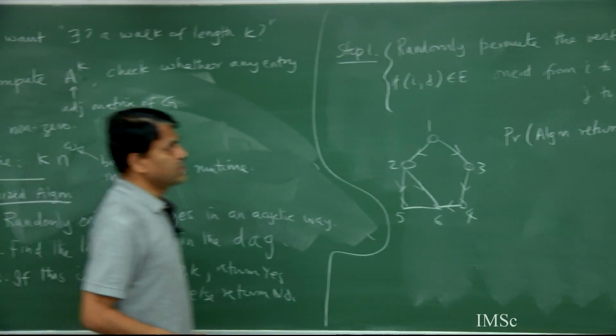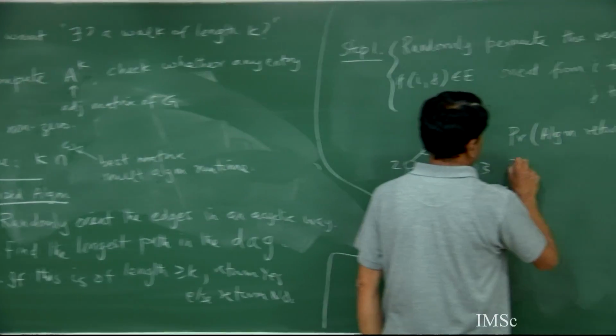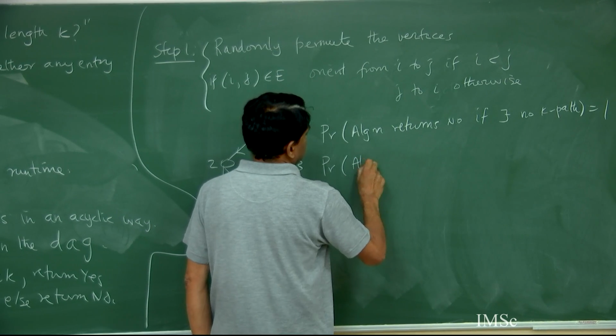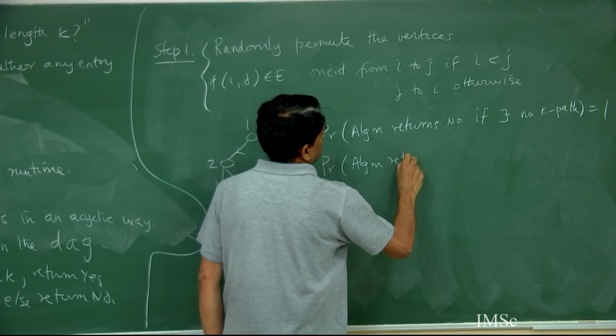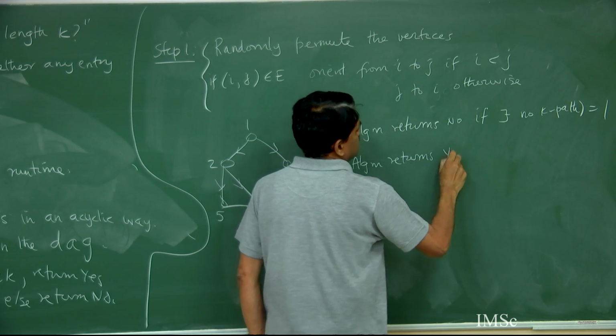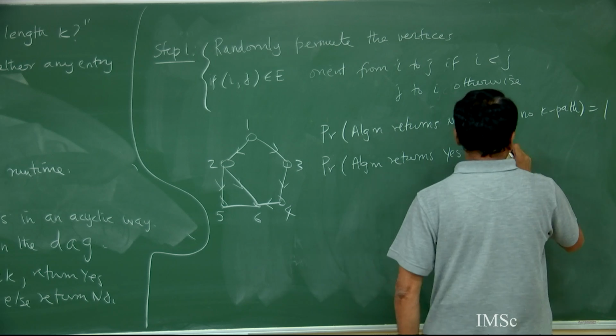So, this is clear. Now, what about the other probability? Probability that the algorithm returns yes if there exists a k-path.